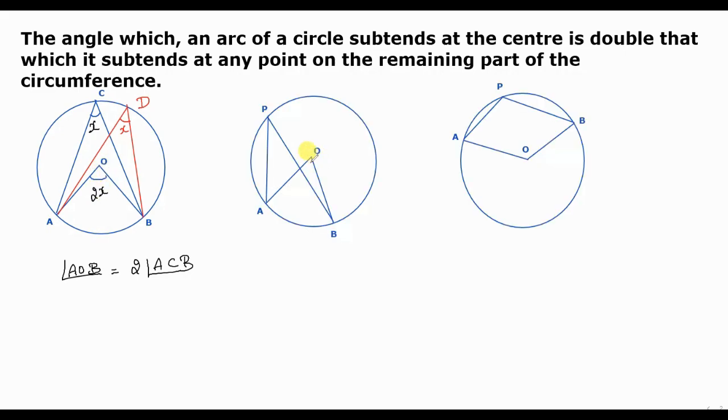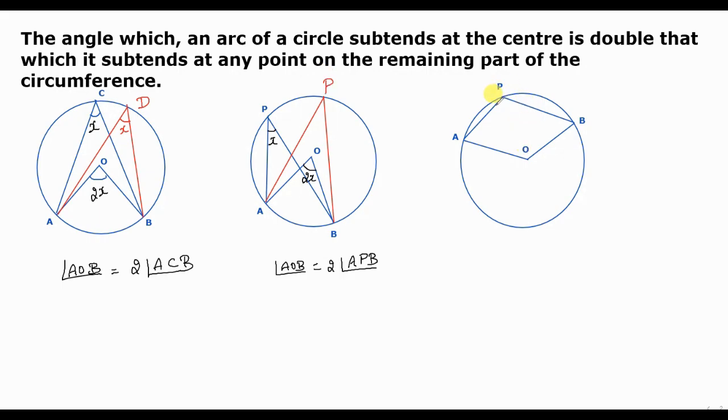The same property can also come in this format. Suppose the angle at the circumference, at P, is x, then the angle at the center will be double of that, 2x. That is, angle AOB will be equal to 2 into angle APB. Imagine the point P is moved towards here, you will get the same shape. So remember, it can come in the previous format also.